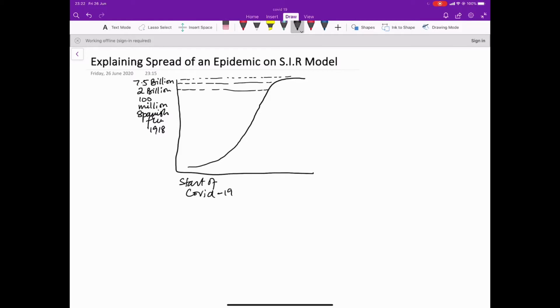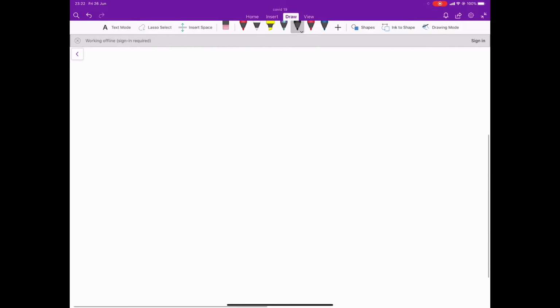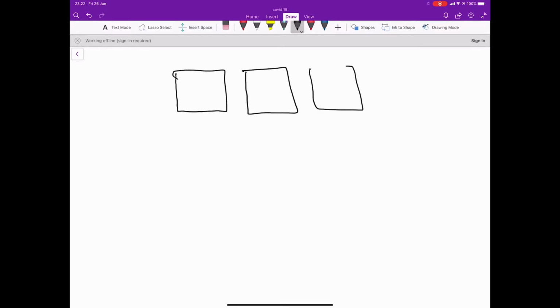To understand this, we need to understand the compartment model. The compartment model, also known as the SIR model, divides the population into three compartments, S, I, and R. S stands for the susceptible population, I stands for the infectious, and R stands for the recovered.